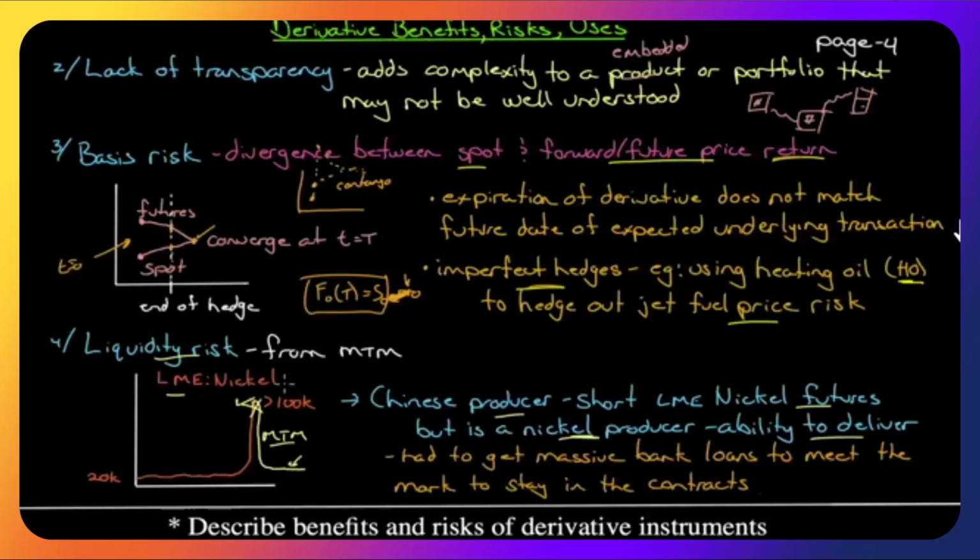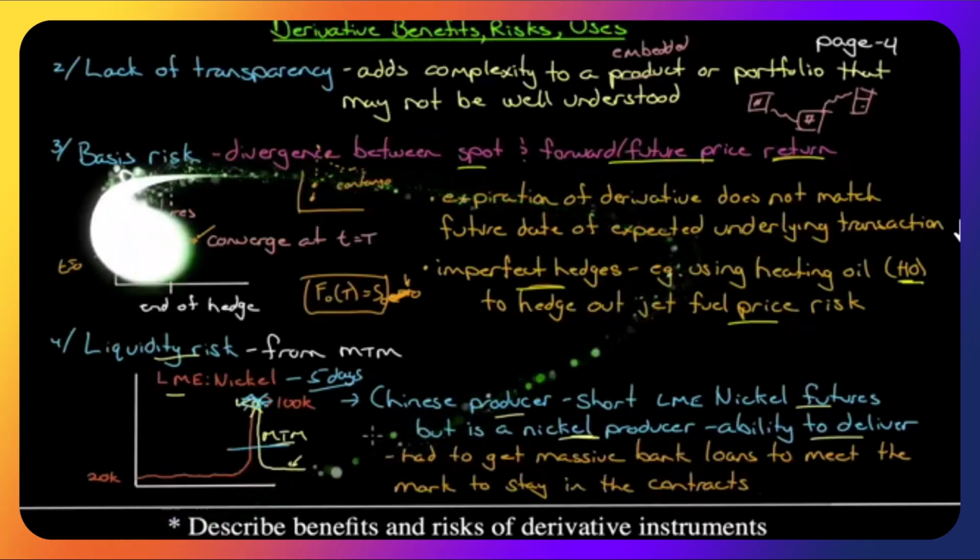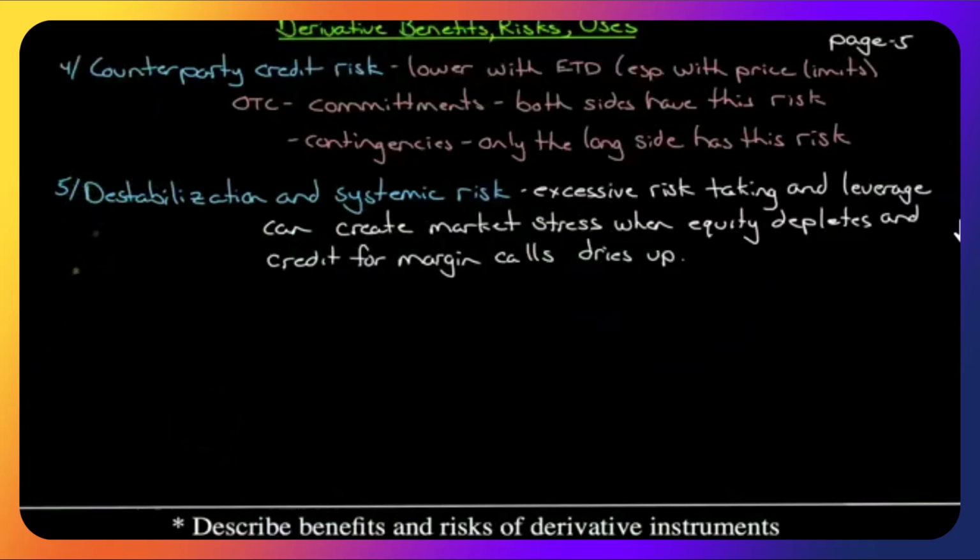What helped them on this one is after this happened, the LME shut down the contract and they shut down trading in nickel for about 5 days. Just shut it down. And they reversed a whole bunch of the trades that happened at these high prices because they should have had a circuit breaker that shut off somewhere over here. And they didn't. Next, you have counterparty credit risk.